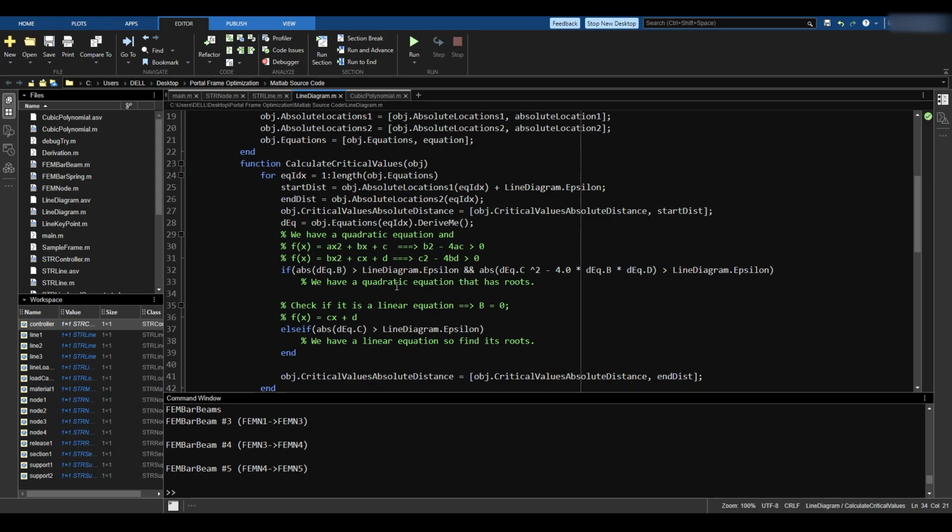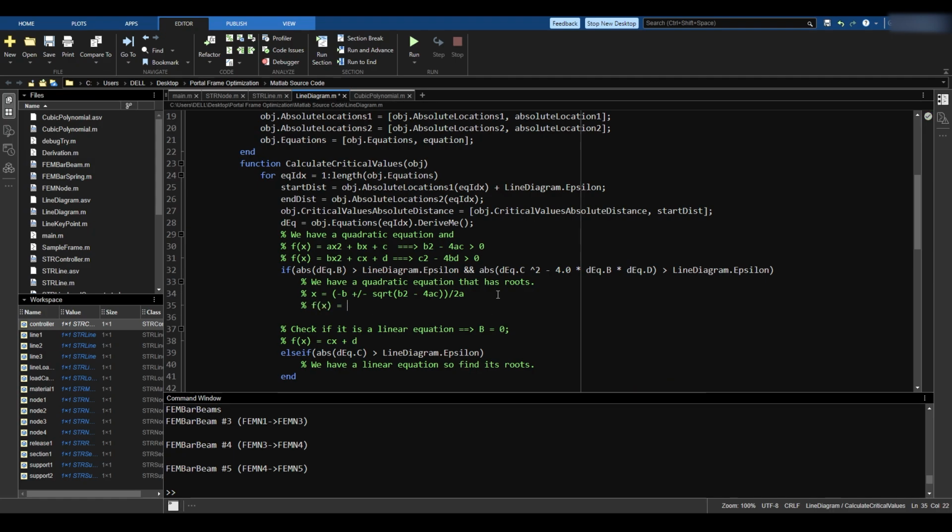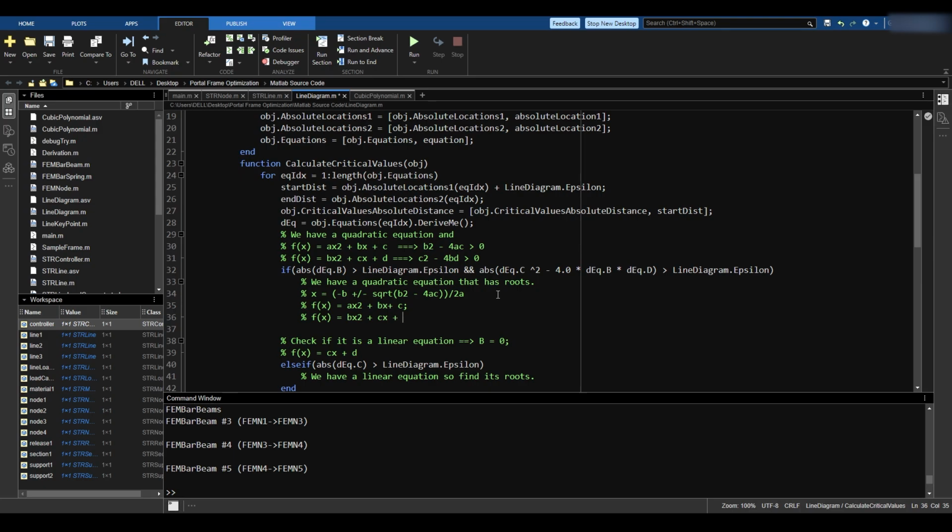The quadratic equation has two roots. We know this from mathematics. x1, remember now, the general equation of the quadratic root says that x equals minus b plus or minus square root of b squared minus 4ac and everything divided by 2a. Now our equation, unfortunately, doesn't look like f of x equals ax squared plus bx plus c. No, our equation is f of x equals bx squared plus cx plus d.